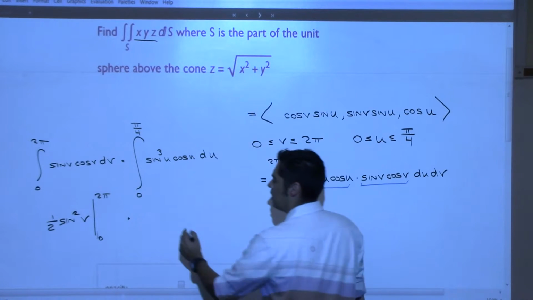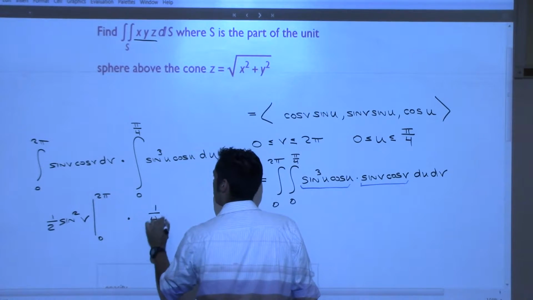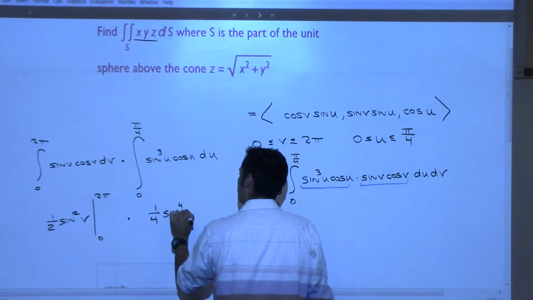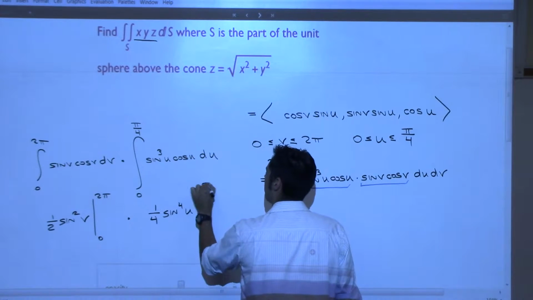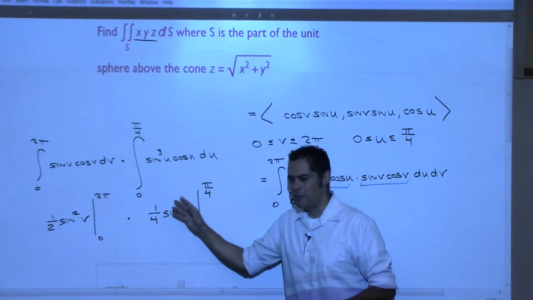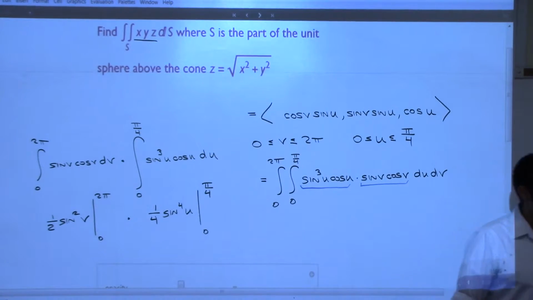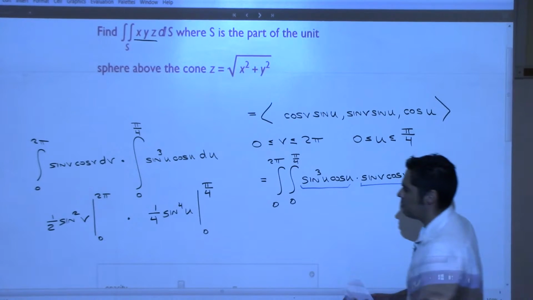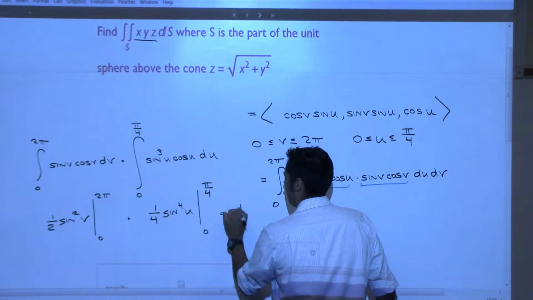But this one here, just again, we can just show that we know what we're doing. This is 1/4 sine to the 4th u, evaluated 0 to pi over 4. This one would not have given you a 0, right? You plug in pi over 4, figure it out. But since that first one zeroes out, I'm done. The answer is 0.